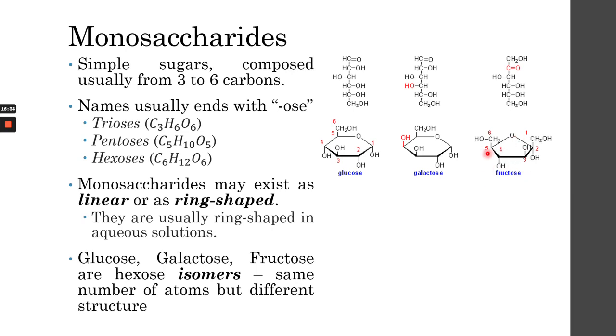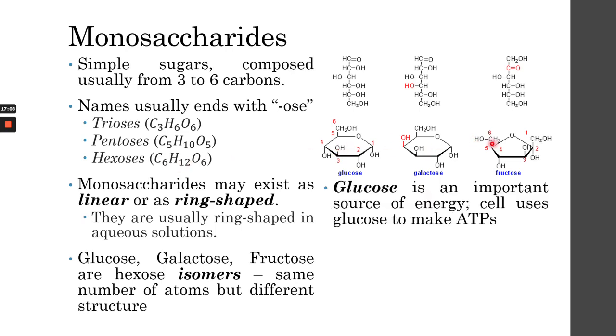And here fructose is different because, as you can see, it's not a six-sided ring structure. It's a ring structure, but it has five sides. And unlike glucose and galactose, the second carbon here is where you can find the double bonded oxygen, not on the first carbon. So they have the same number of atoms, C6H12O6, but their shapes are different.